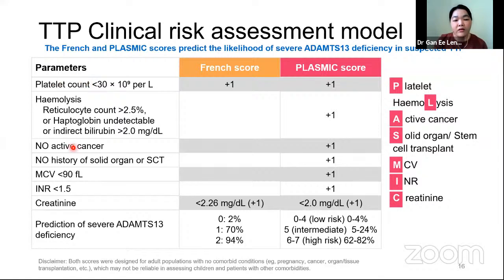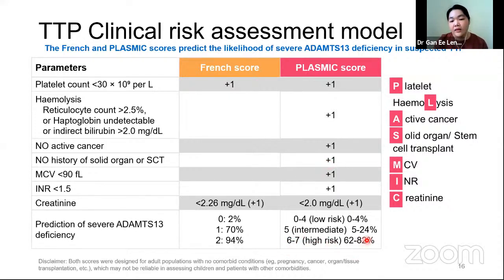PLASMIC has 7 components. It's actually an abbreviation: P for platelet, thrombocytopenia of less than 30, L for hemolysis. There is a definition for that: more than 2.5% reticulocytosis, undetectable haptoglobin, indirect bilirubin of more than 2, and you will score 1. A for absence of active cancer, S for solid organ or even stem cell transplant, MCV for mean corpuscular volume of less than 90, I for INR of less than 1.5, C for creatinine of less than 2 milligram per deciliter. So you will have a minimum score of 0 and a maximum score of 7 to guide us about the likelihood of severe ADAMTS13 deficiency.